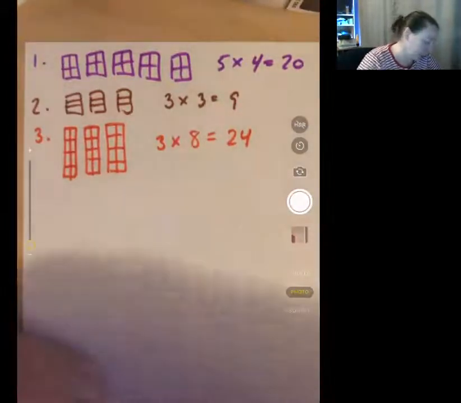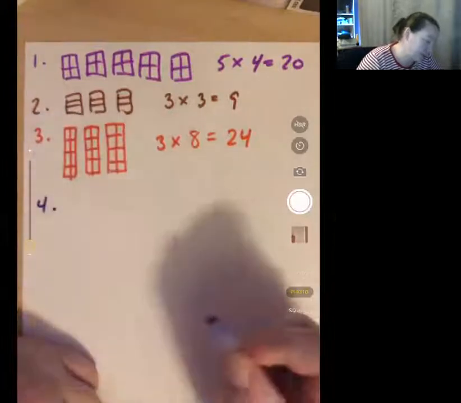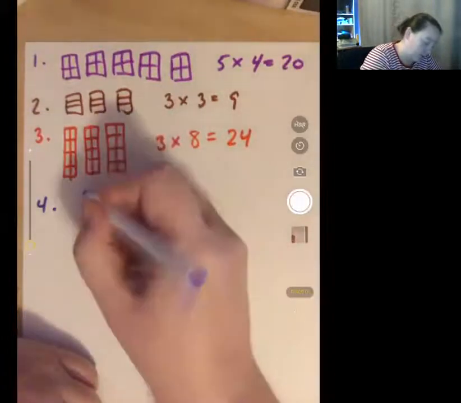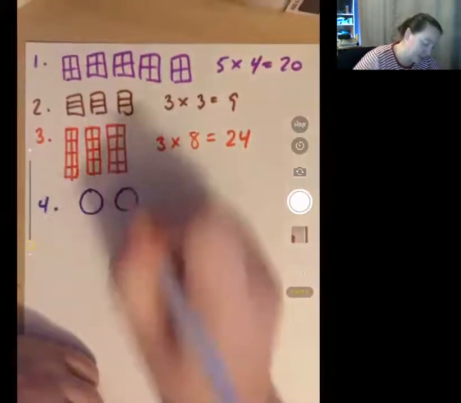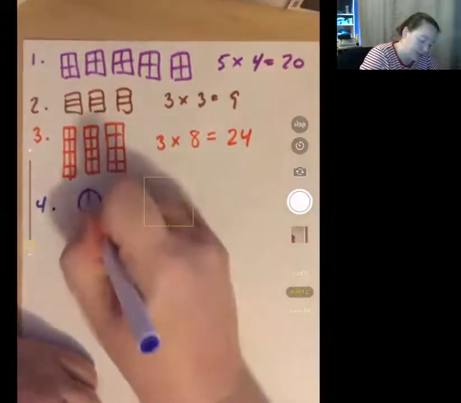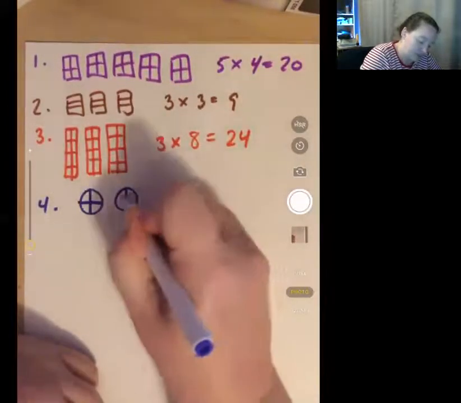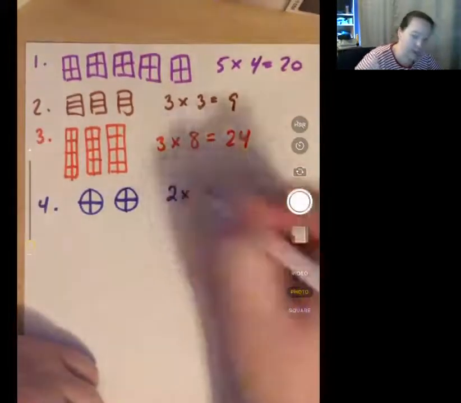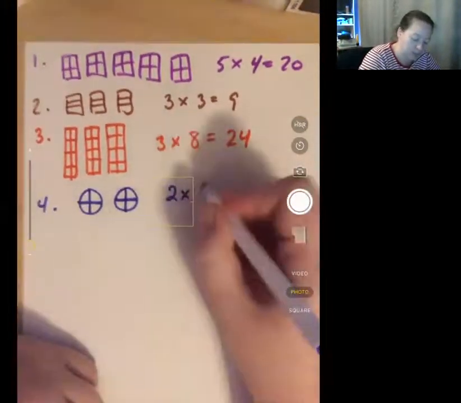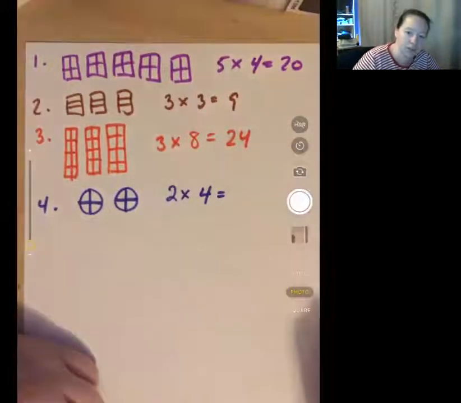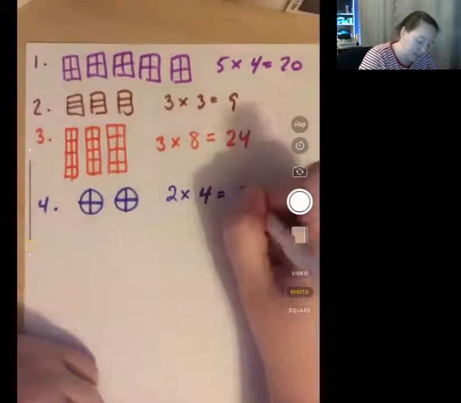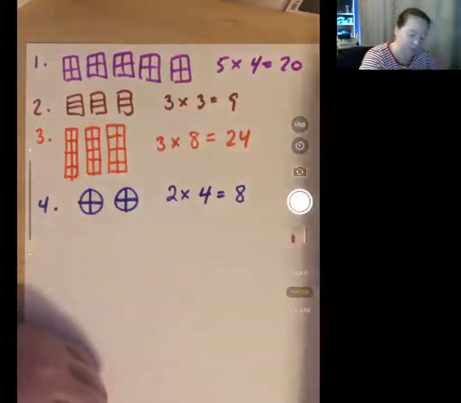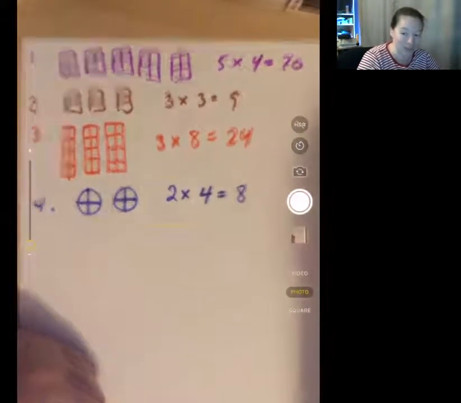Number 4. Jason has 2 pizzas he cuts into fourths. How many 1/4 size slices does he have? 2 pizzas. Again, do the over and across. So the 2, because that's how many pizzas we have. Each piece has 4. 2 times 4 is 8.